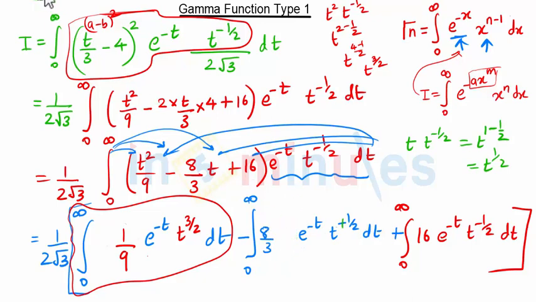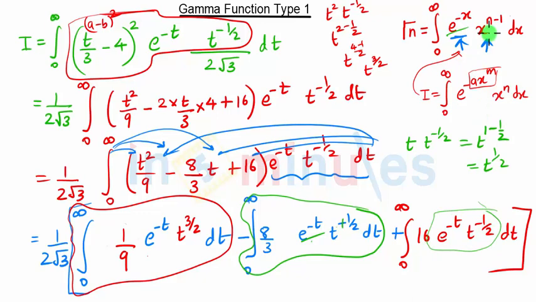Okay. So if you observe, this term is also matching with this term. Here we have e raised to minus x, here we have e raised to minus t. Here we have x raised to n minus 1, here we have t raised to half. Similarly, this term is also matching with this term. So now here we have n minus 1. If we compare these two terms, we have n minus 1 equal to this term. Always remember, it is not n, it is n minus 1. So n will be 3 by 2 plus 1, which is 5 by 2.